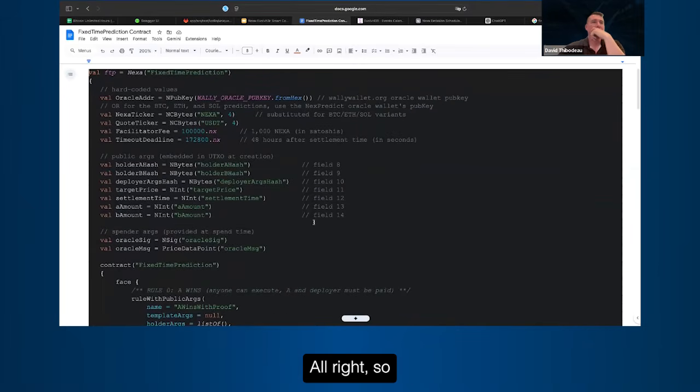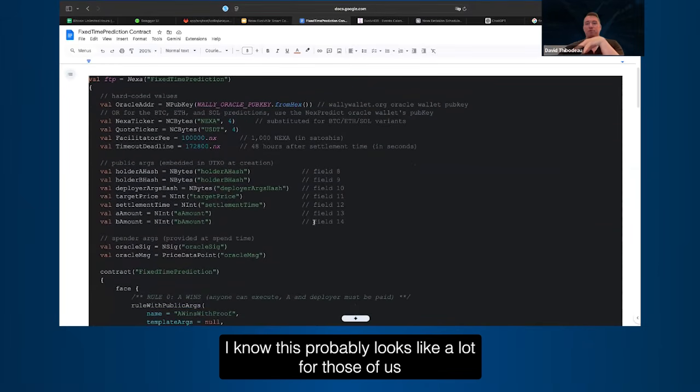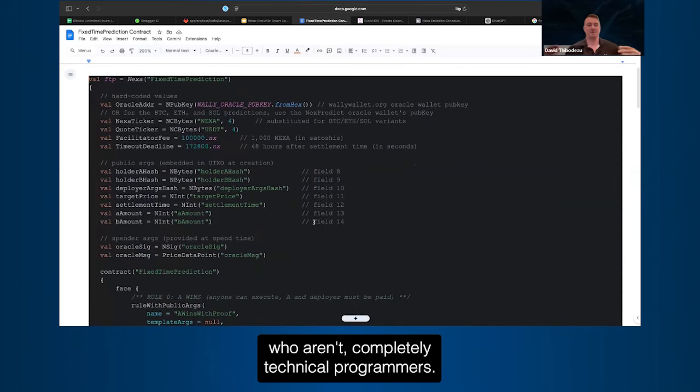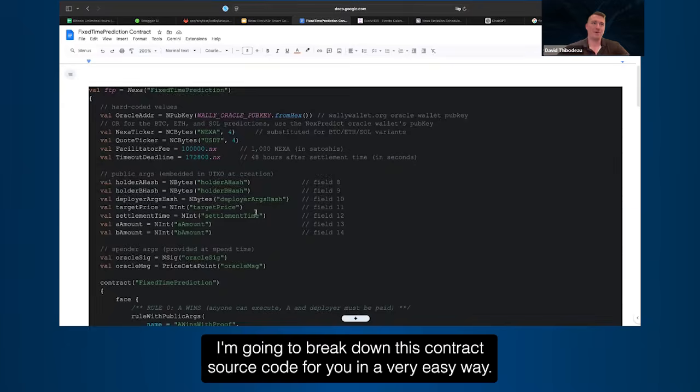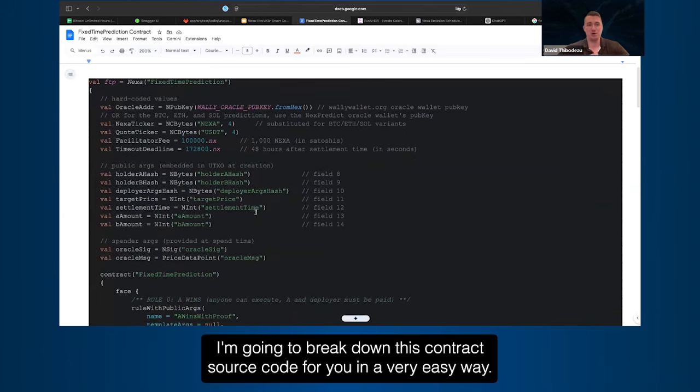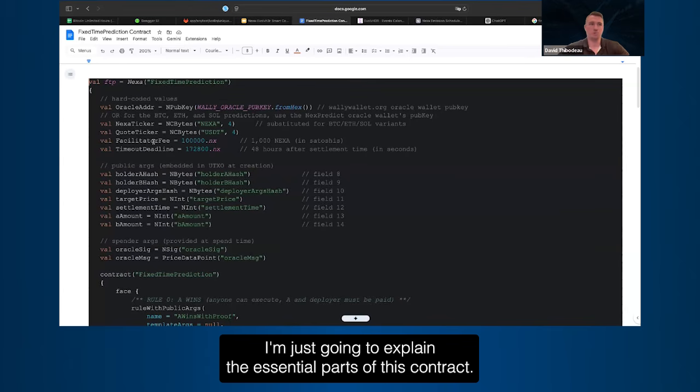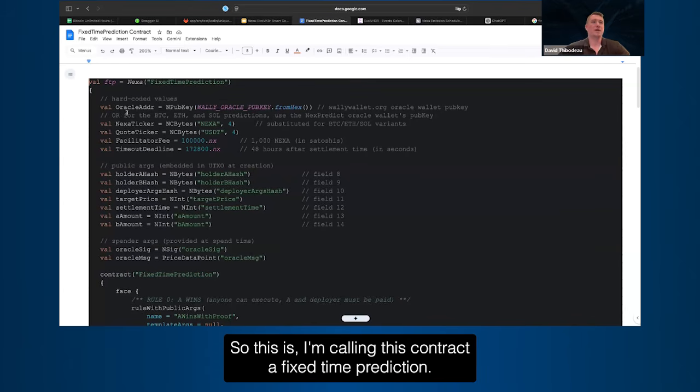So I know this probably looks like a lot for those of us who aren't completely technical programmers. Don't worry, I'm going to break down this contract source code for you in a very easy way. I'm just going to explain the essential parts of this contract. So I'm calling this contract a fixed time prediction.